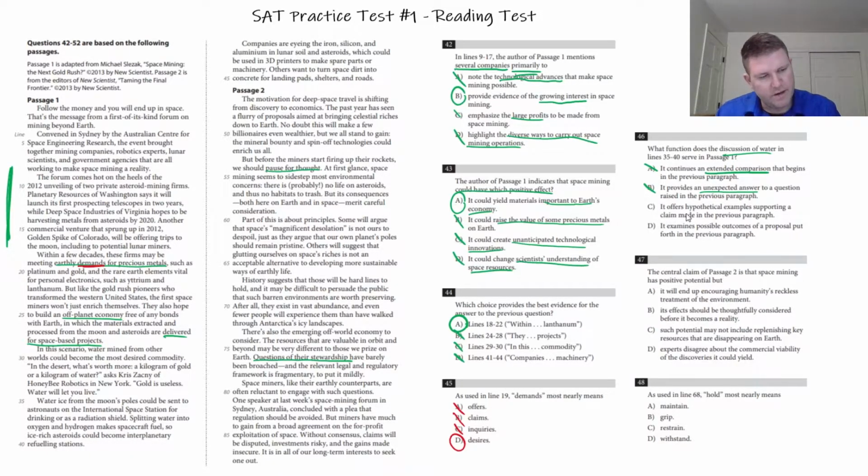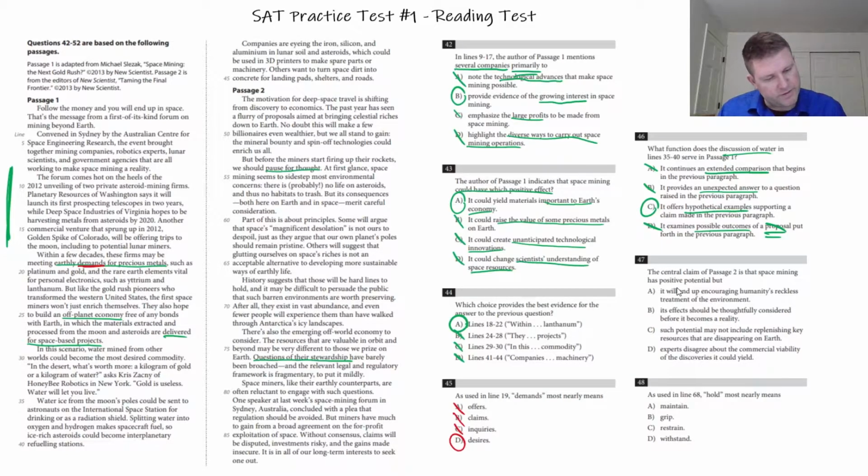And then C, it offers hypothetical examples. This works perfectly, supporting a claim, right, that water would be really valuable made in the previous paragraph. So C works really well. D, it examines possible outcomes of a proposal. So there was no proposal in the previous paragraph. It was just a claim about water, that water was more valuable. So because it's not a proposal, that one word makes that whole thing wrong. So D is out, and we can answer C.